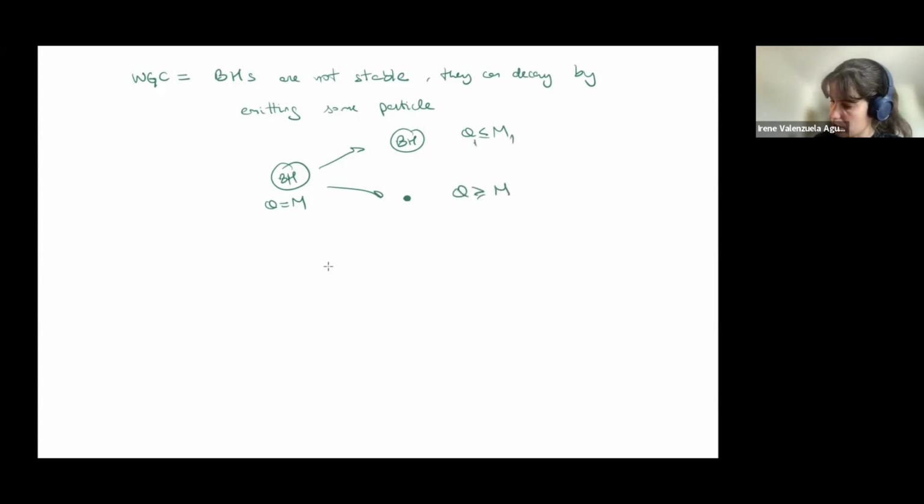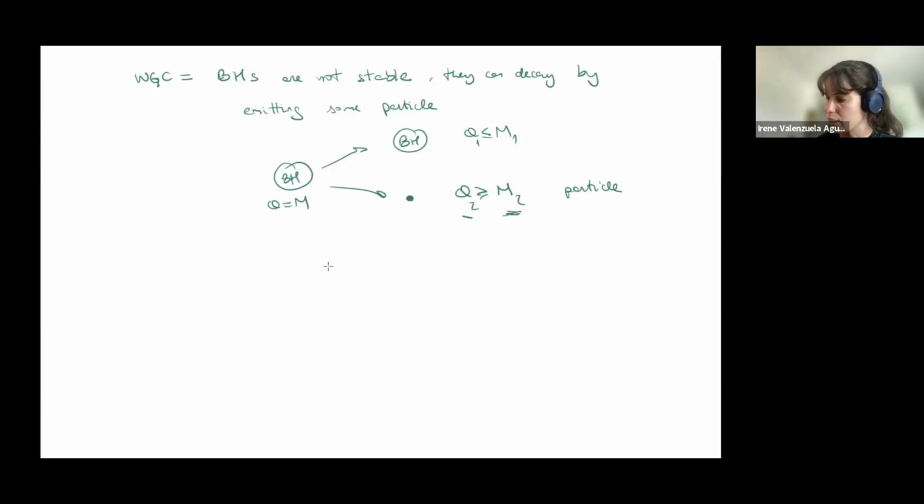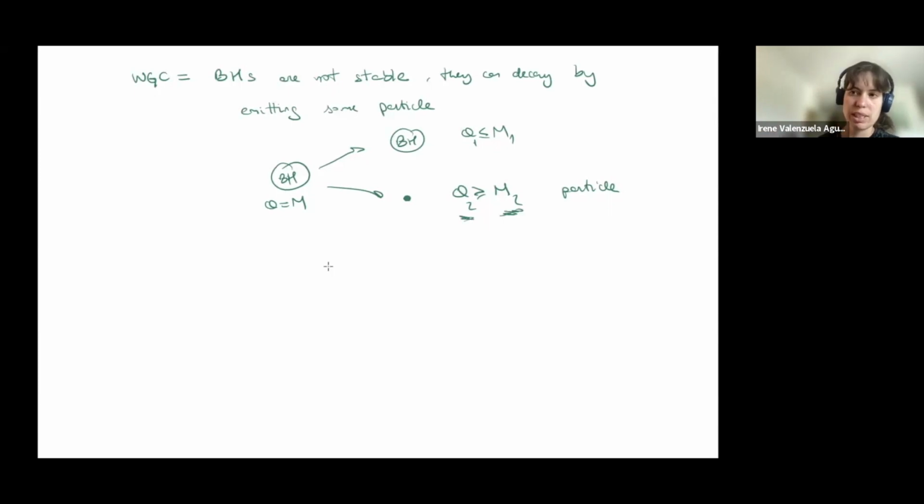So this is some black hole, and this is some particle. In order to have all the black holes decaying and radiating away, you need to have particles whose value of the charge is bigger than the mass. Otherwise, by charge conservation and energy conservation, this process is not allowed. And that's the weak gravity conjecture. You require that the black holes are not stable, and therefore you require the existence of some particle which has a mass smaller than the charge.